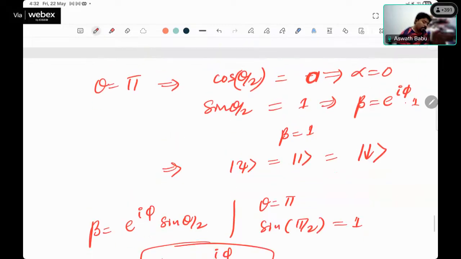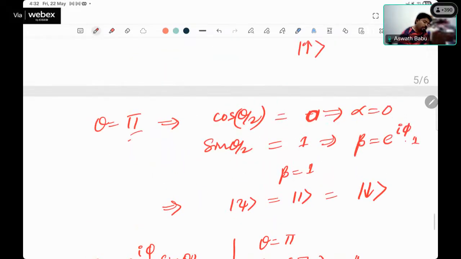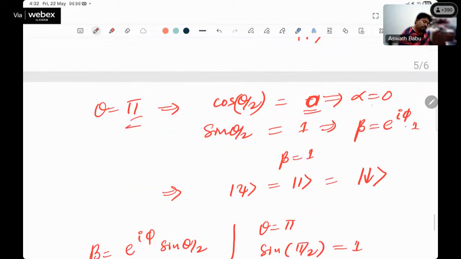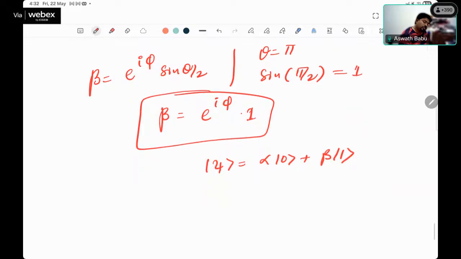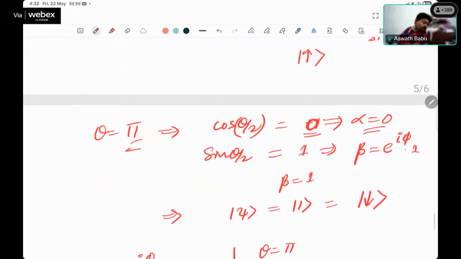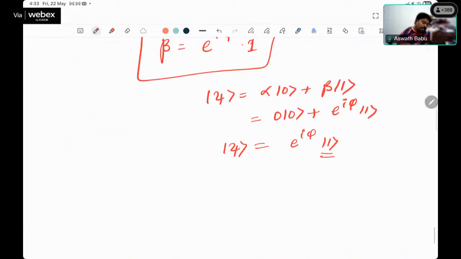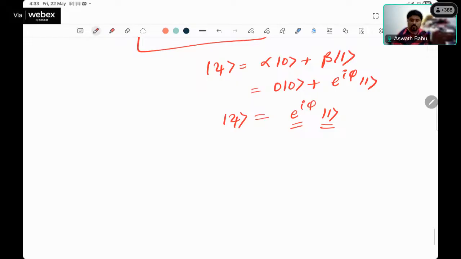Moreover, what is the quantum state? The quantum state is alpha |0> plus beta |1>. For theta equal to pi, we already got cos(theta/2) is 0, so alpha is equal to 0. That means 0 times |0> plus e^(i phi) times |1>, which is simply e^(i phi) |1>. My quantum state is pointed along the down state, the South Pole. But a phase angle is there, some relative phase, e^(i phi).